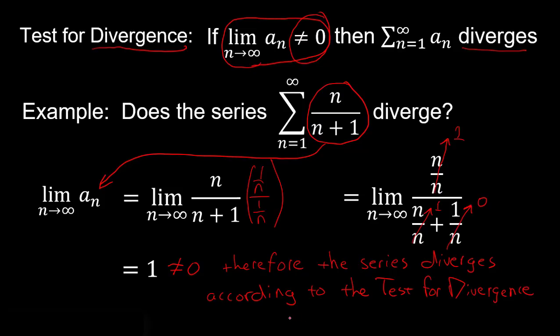All right, so we looked at the test for divergence and gave a simple example. We had looked at series and partial sums, following up our video on sequences. And the next thing we're going to do is look at geometric series.